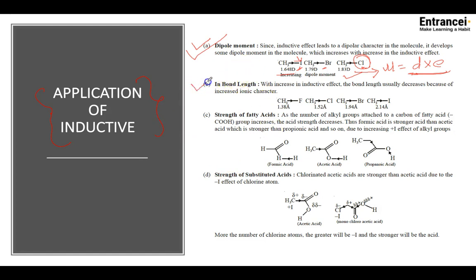It will also affect the bond length. Higher the electronegativity, higher is the chance to withdraw electrons, and due to withdrawing electrons, the bond length decreases. So you can see that for iodine, the bond length increases. Third is the strength of fatty acids. I will explain in a coming lecture how to predict the acidic strength, and how substitution in the acid will affect it, so I am not explaining much here. These two points I will explain in coming lectures.